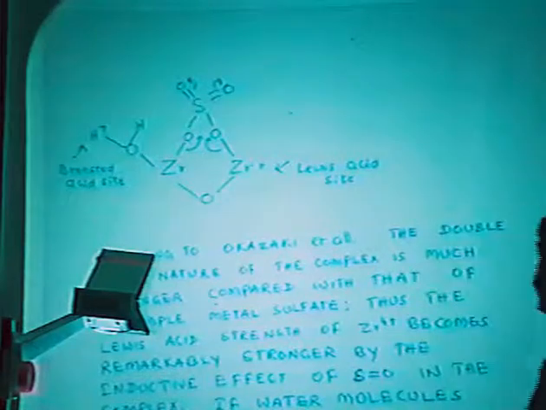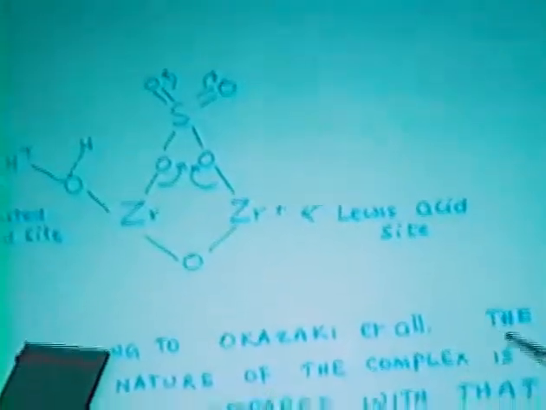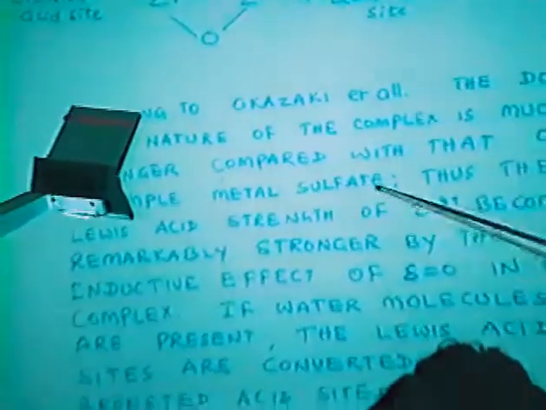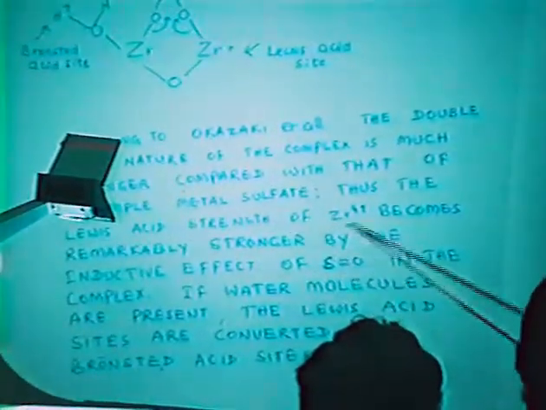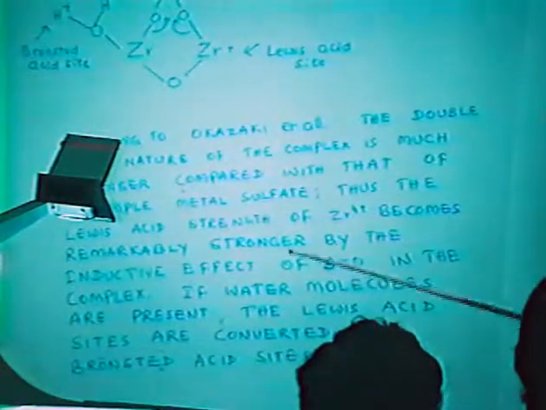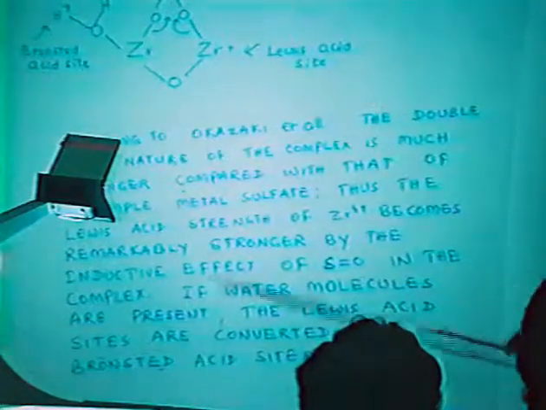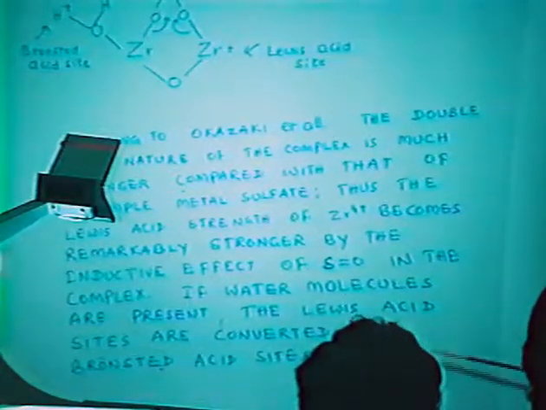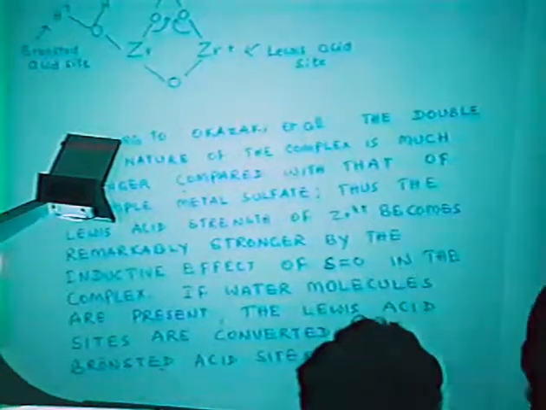So, this is some literature. What is happening really in this catalyst? According to Chokkakam et al., the double bond nature of the S=O complex is much stronger compared to that of the simple metal sulfate in the sulfated zirconia. Thus, the Lewis acid strength of zirconia becomes remarkably stronger by the indirect effect of S=O in the complex. If water molecules are present, the Lewis acid sites are converted to Brønsted acid sites as shown in the graph.